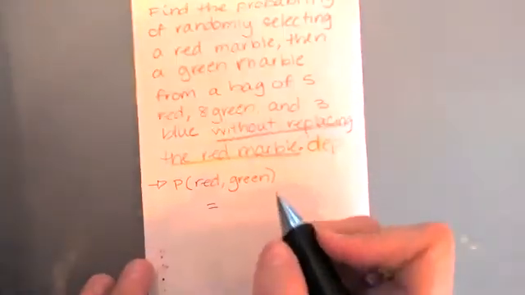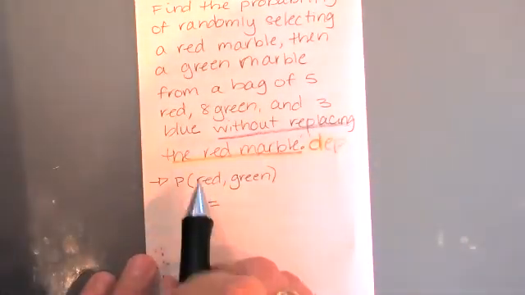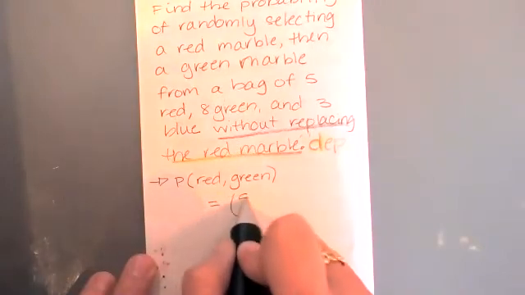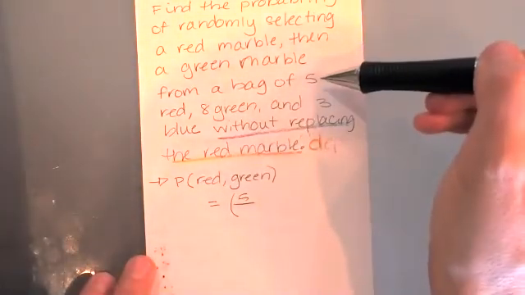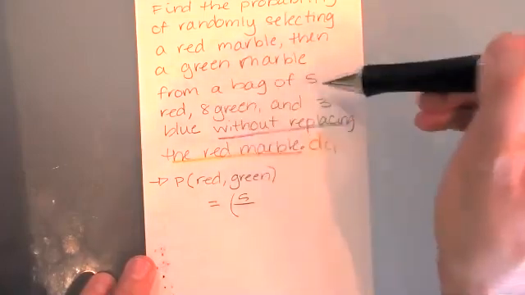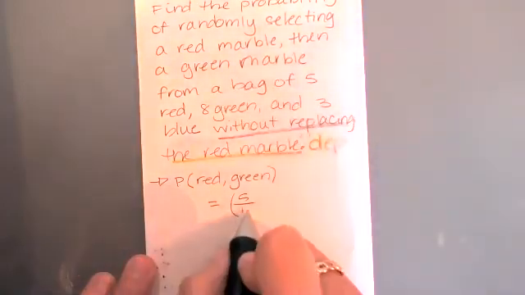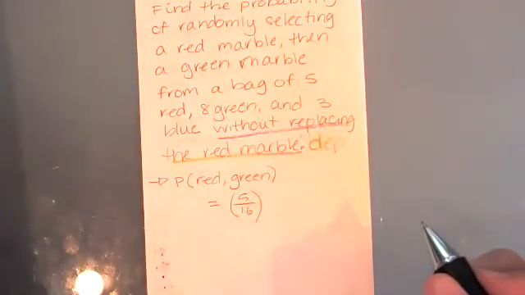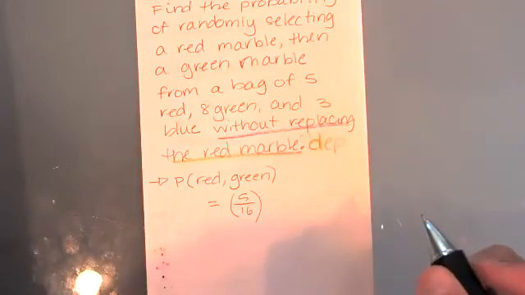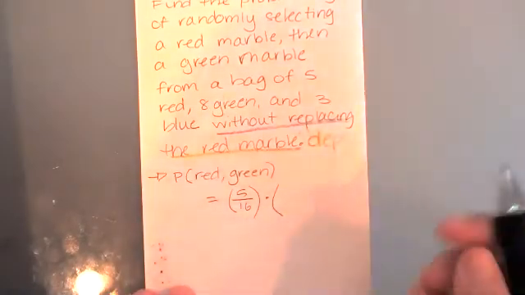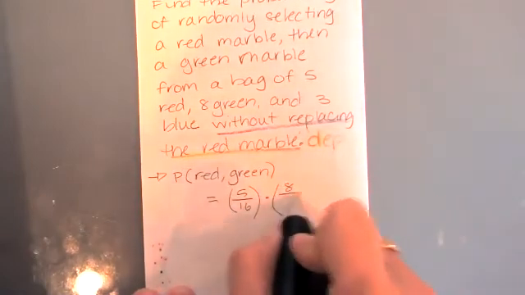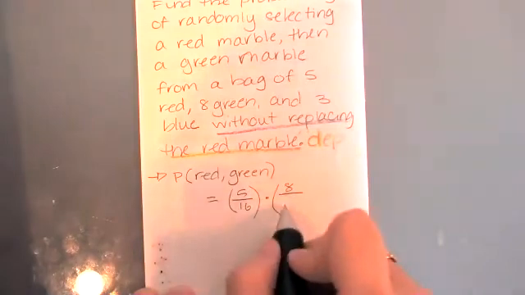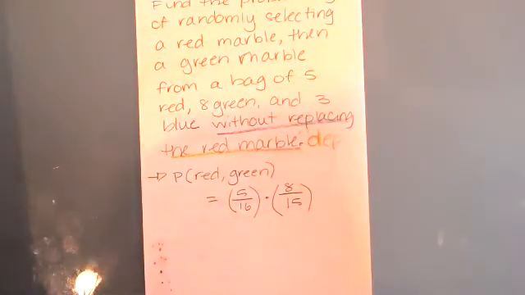So how many red marbles are there? There's 5 red. How many total marbles are in the bag? 5, 13, 16. Does that make sense? Okay, and then how many green marbles? There's 8 green, but now there's only 15 in the bag. Does that make sense? Yeah.